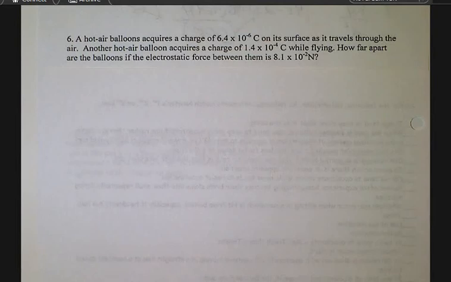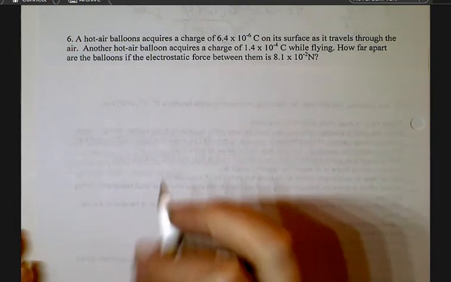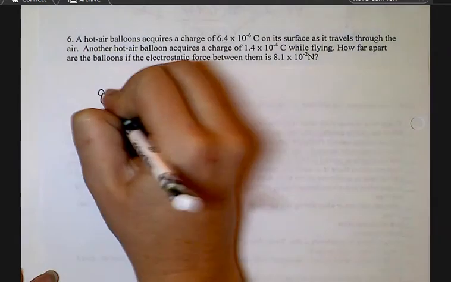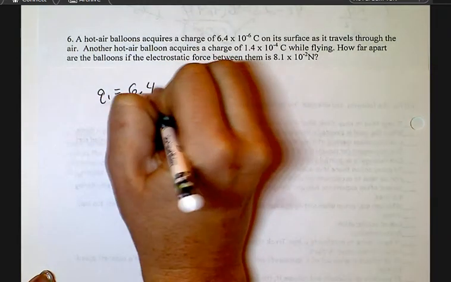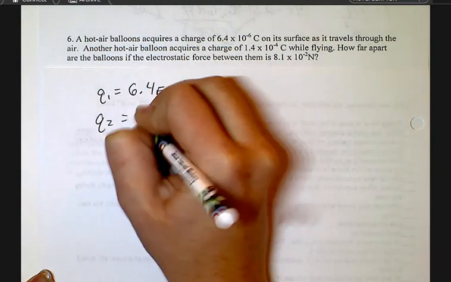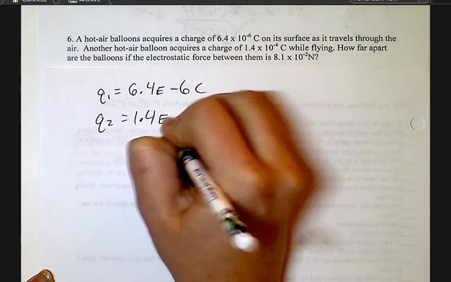All right, we've got number 6 on the blue sheet, Coulomb's law practice. A hot air balloon has a charge of 6.4 times 10 to the minus 6 coulombs on its surface as it travels through the air. There's another hot air balloon that has a charge of 1.4. So I've got Q1 is 6.4 e to the minus 6 coulombs. Q2 is 1.4 e to the minus 4 coulombs.